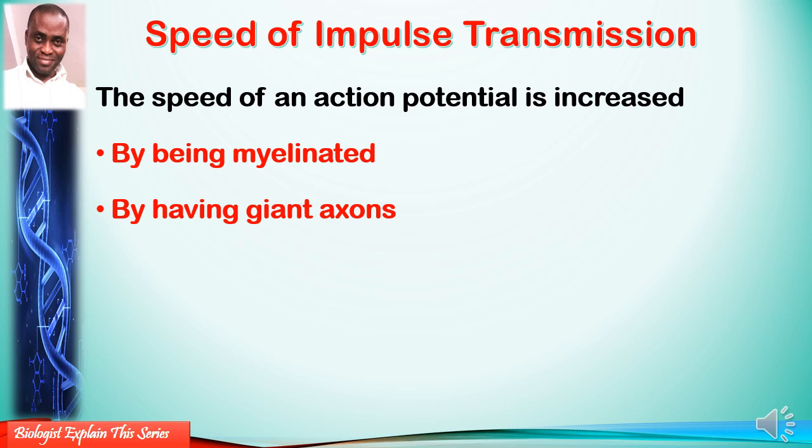Let me say that again. Rapid escape responses, where an organism has to respond as spontaneously as possible to any perceived or imminent danger. And so we have on the slide here two key factors that can increase the speed of an action potential. One is the issue of myelination of the neuron, and secondly, we have the concept of giant axons.